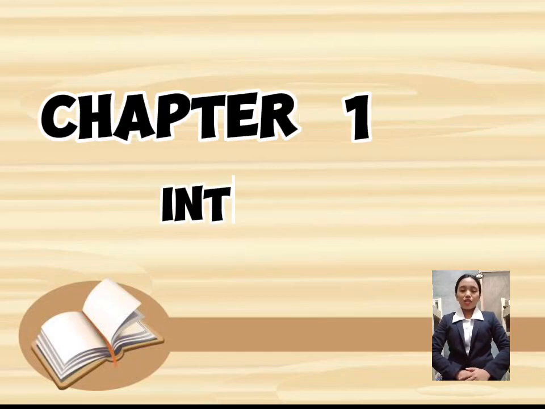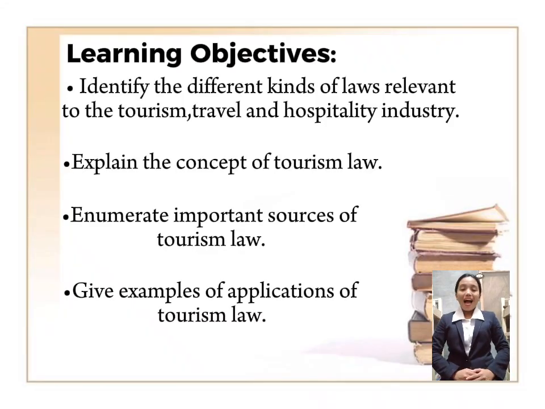Chapter 1, Introduction, Learning Objectives. Identify the different kinds of laws relevant to the tourism, travel, and hospitality industry. Explain the concept of tourism law. Enumerate the important sources of tourism law. Give examples of applications of tourism law.